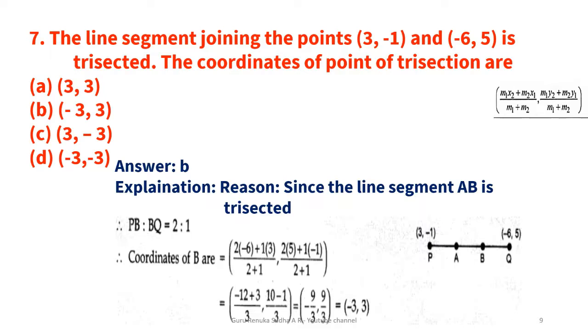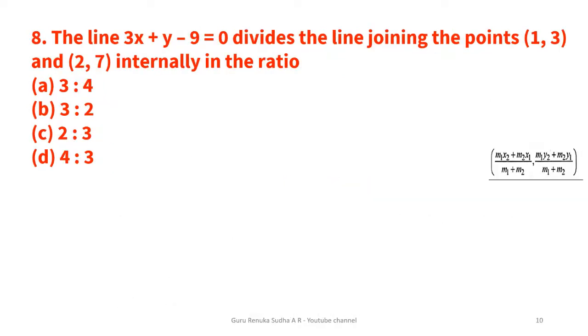Okay, in the eighth problem, the line 3x plus y minus 9 equals 0 divides the line joining the points (1, 3) and (2, 7) internally in the ratio.